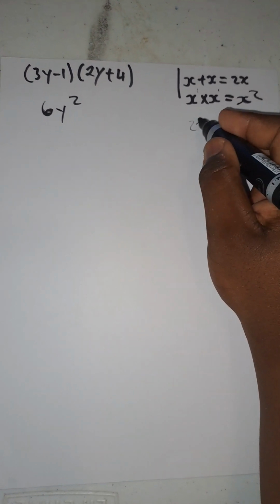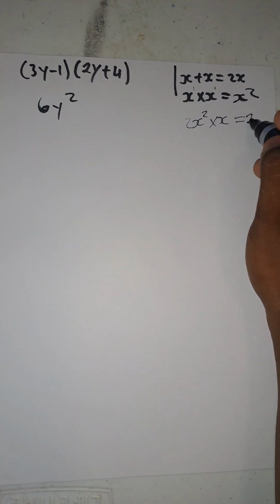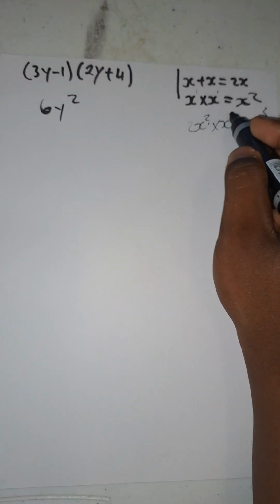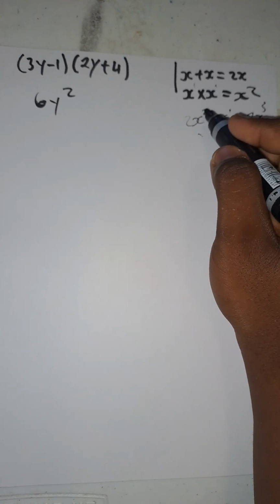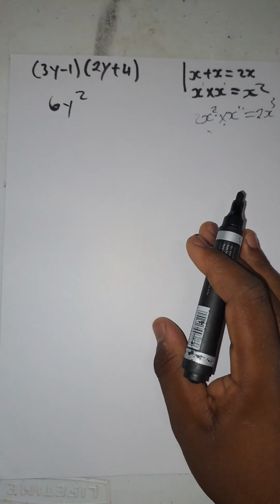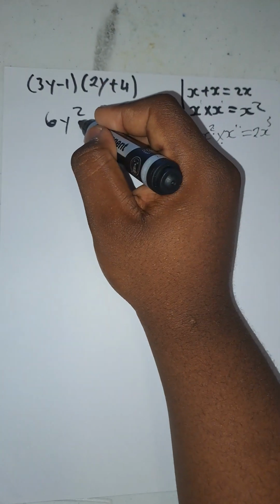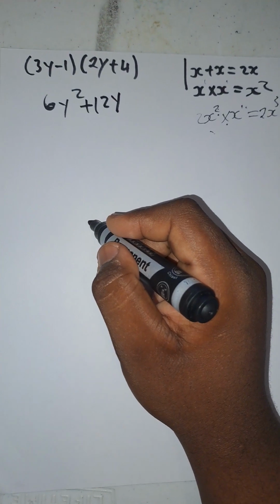And then if you have 2x squared times x, it is gonna be what? 2x cubed, because the exponent here it is 2, the exponent there it is 1. So same basis, when they are multiplying, you add exponents. So 2 plus 1, it is 3. So let's continue. So 3y times positive 4, it is going to be positive 12y. Can you see it?